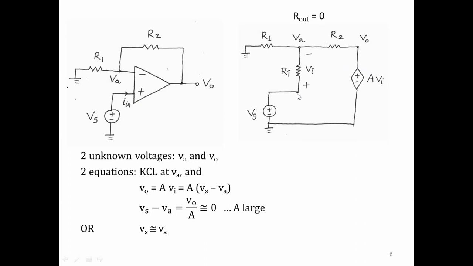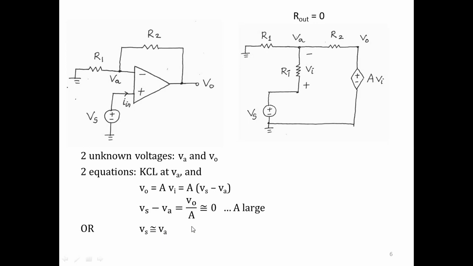And as we just saw 3 minutes ago, this circuit has two unknown voltages, Va and Vo, and there are two equations. One is the KCL at Va, which I have not written here again because we just wrote it. And the equation at Vo, which is Vo equal to A times Vi. We just saw this, so I am repeating because this is very important. Or Vs approximately equal to Va.